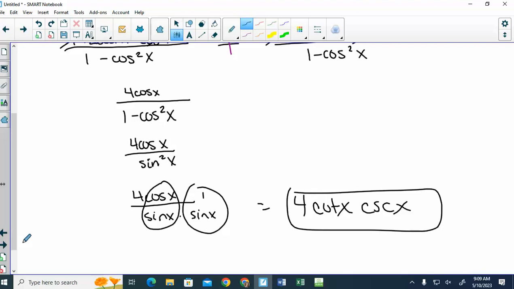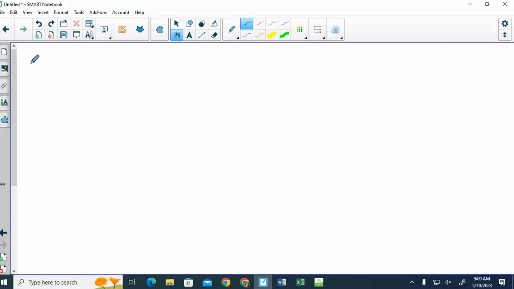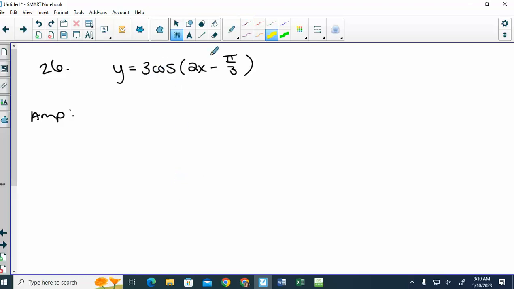Then we got into graphing, which was pretty easy when we did it, but it's been a while, so you might need a refresher. So the first one, amplitude. Where do you look for the amplitude? Whatever trigonometric function it is, amplitude is just that coefficient. So our amplitude is 3. Period.